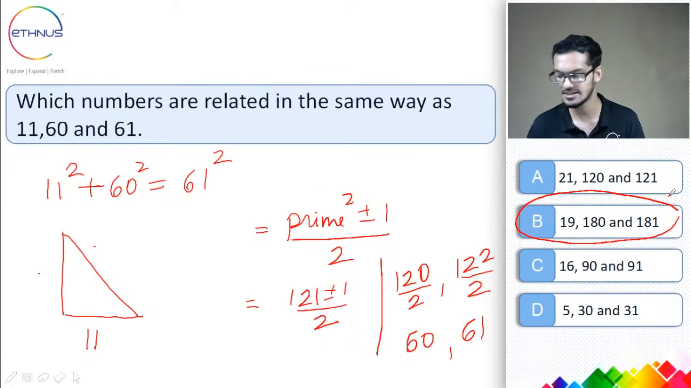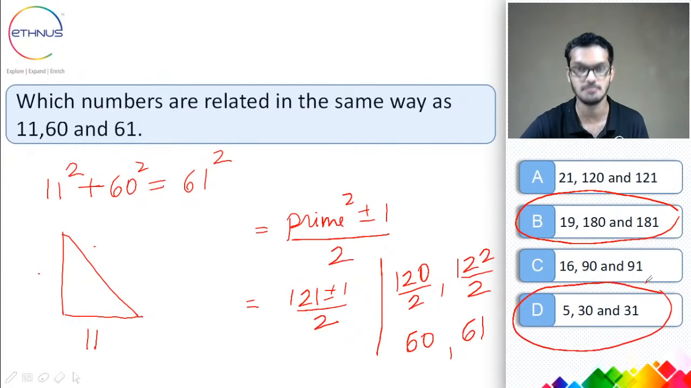Which one is a Pythagorean triple from this? You can just tell me in the live chat. What do you think among these options? You can try for B as well as for D, which have prime numbers in them. One of the numbers is a prime number. Let me know in the live chat, which of them is a Pythagorean triple?